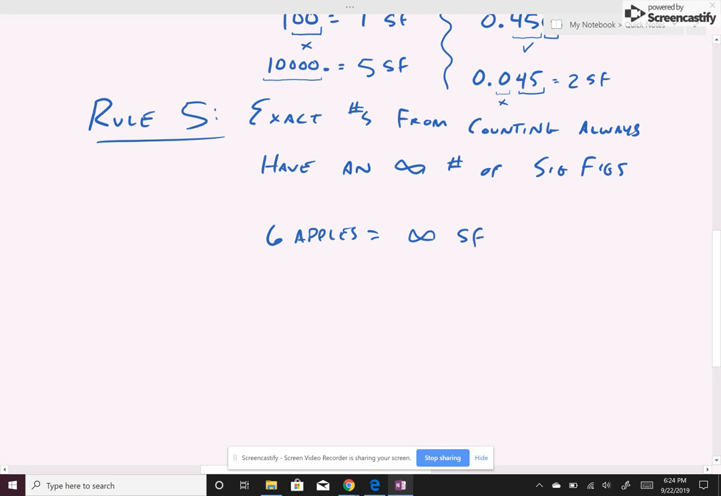Just like if you were talking about how many, let's just say, centimeters are in a meter, if we said that there's 100 centimeters in 1 meter, this is also something that has an infinite number of sig figs. And so from counting, we can always assume that there's an unlimited number of sig figs.